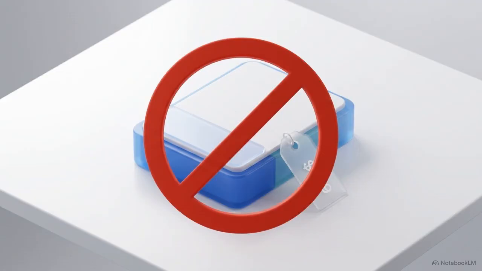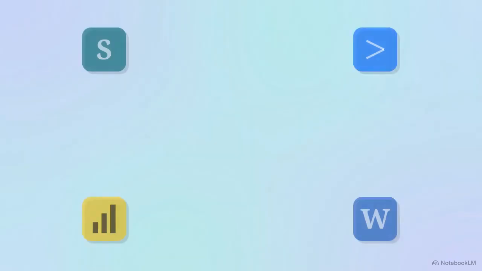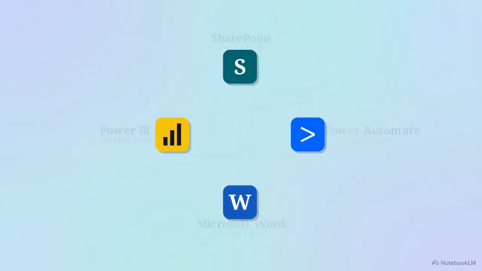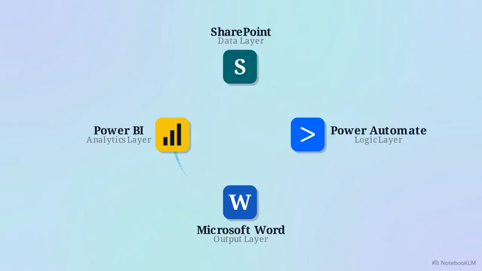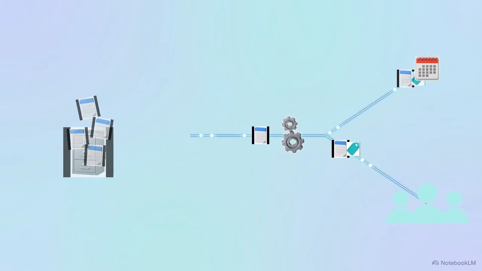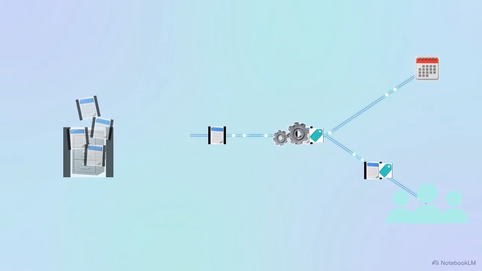You do not need to purchase a siloed third-party software suite to do this. You can engineer this proactive architecture using the native Microsoft 365 components already in your environment. We are replacing a dead-end filing cabinet with an active data pipeline, a system engineered to monitor and manage the lifecycle of a contract automatically.